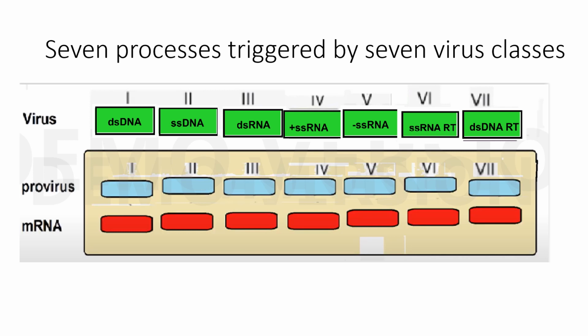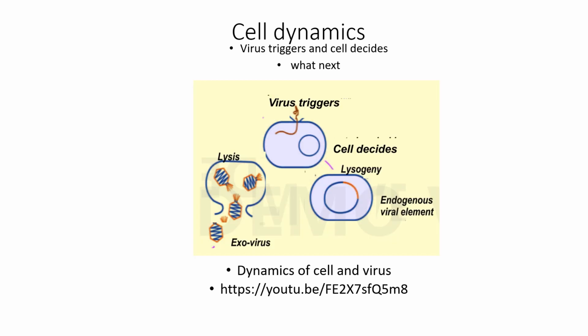7 processes triggered by 7 virus classes are represented here. So you have here the 7 processes which are triggered by 7 groups of viruses. Now the second version which I suggest is based on cell dynamics. Cell dynamics says virus triggers and cell decides what next. And so here you have the dynamics of cell and virus, which describes this idea.